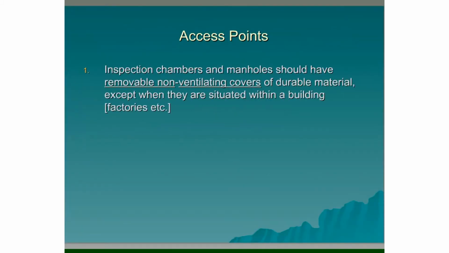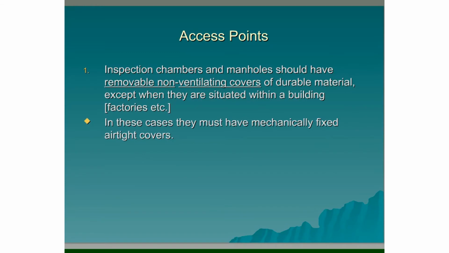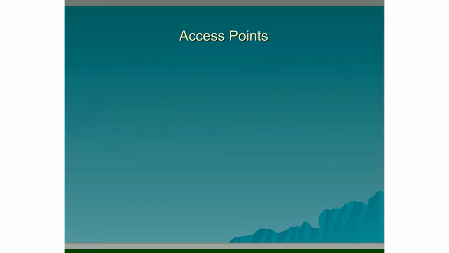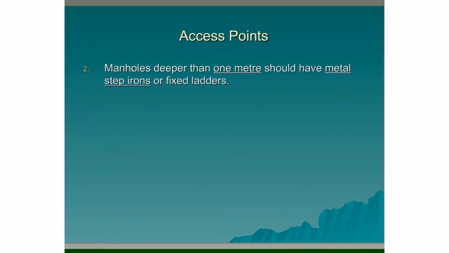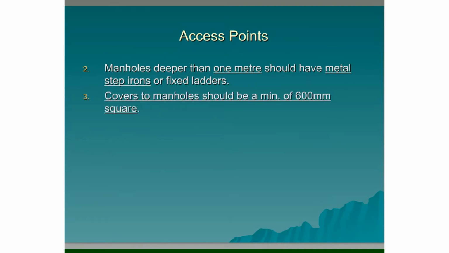Access points. Inspection chambers and manholes should have removable, non-ventilating covers of durable material, except when they are situated within a building, for example in factories. In these cases, they must have mechanically fixed airtight covers. Manholes deeper than 1 metre should have metal step irons or fixed ladders. This is to allow for climbing in and out of the manhole.